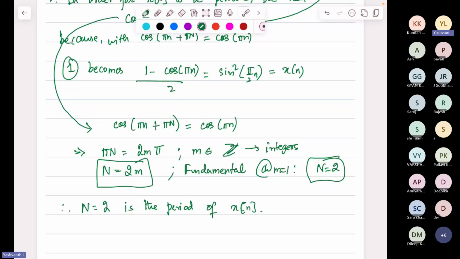If there is any doubt, please ask me right away. In fact, the period is not unique; I should be more precise. N equal to 2 is the fundamental period. N equal to 4, N equal to 6, everything is a period, because x of n is the same as x of n plus 2, and the same as x of n plus 4, and so on. But the fundamental period is what is important, because everything else is a multiple of it. So the fundamental period is what we are generally interested in calculating.